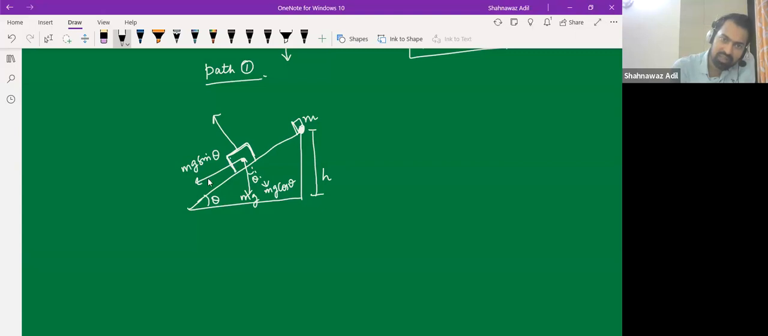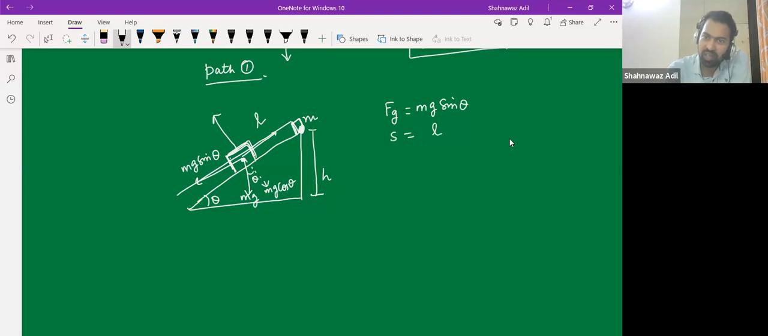This is the gravitational force, and you are taking this object in this direction. So this is the distance. Let's say this distance is L. So now your gravitational force Fg is mg sin theta, right? And your distance is L. And what is the angle between Fg and L?